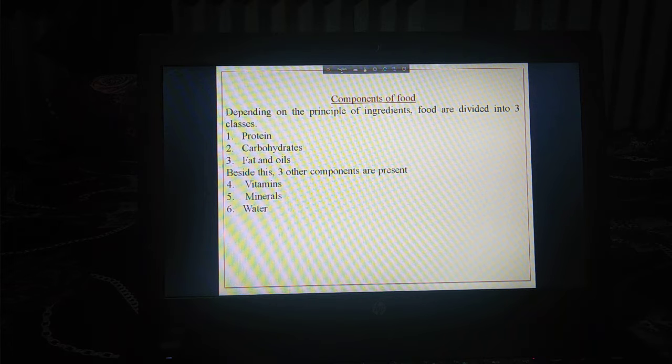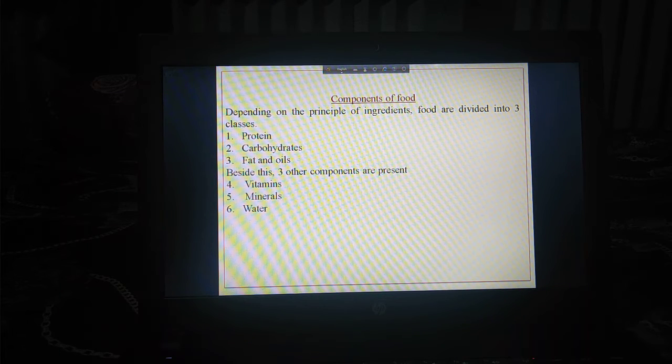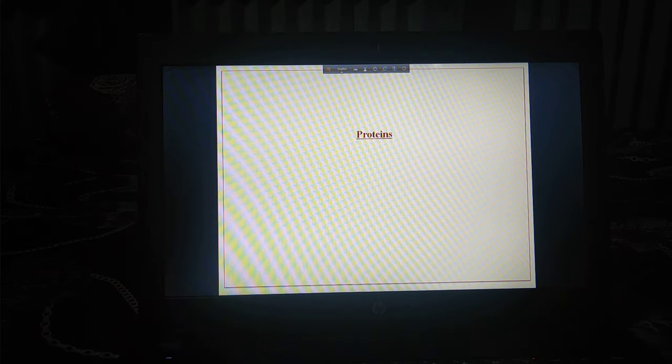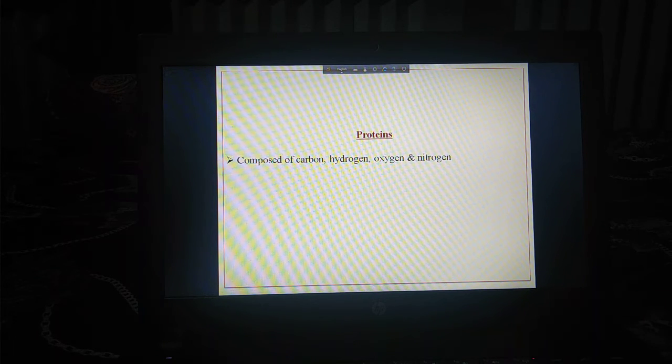Another component is also present, which is known as fiber or roughage. This is not a part of our nutrients, but it is a very essential component for our food. That's all about the components of food. Now first we'll try to discuss the protein.